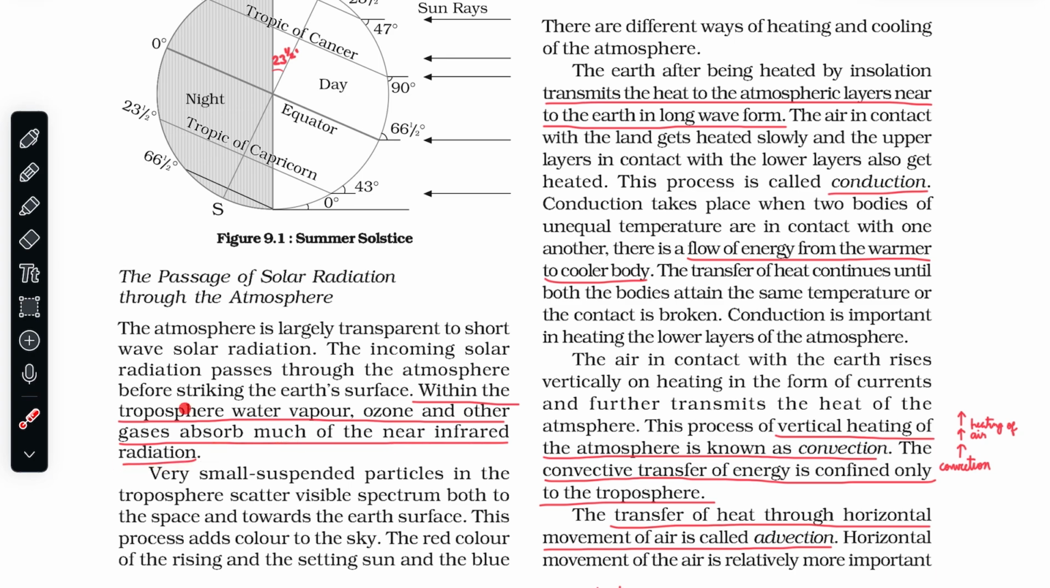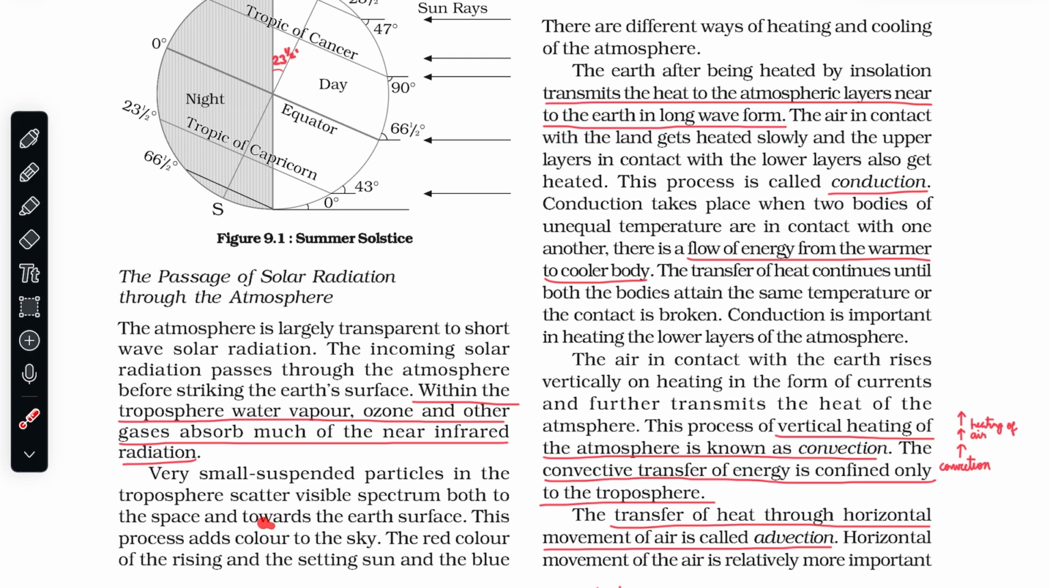You might know that tropospheric ozone is detrimental to climate. It also leads to climate change. Ozone in the stratosphere protects us from UV rays, whereas tropospheric ozone is a short-lived climate pollutant. In the troposphere, water vapor, ozone, and other gases absorb much of the near infrared radiation. Very small suspended particles in the troposphere scatter the visible spectrum both through space and towards the Earth's surface.